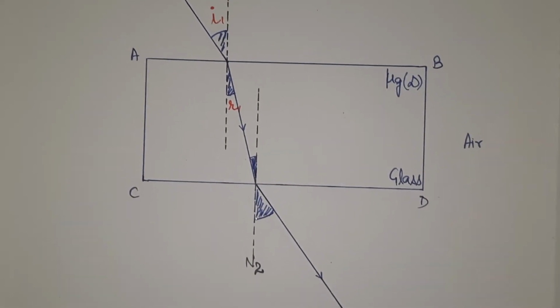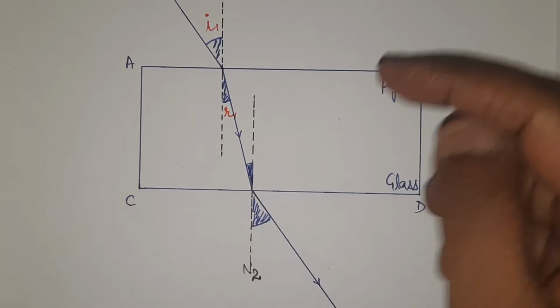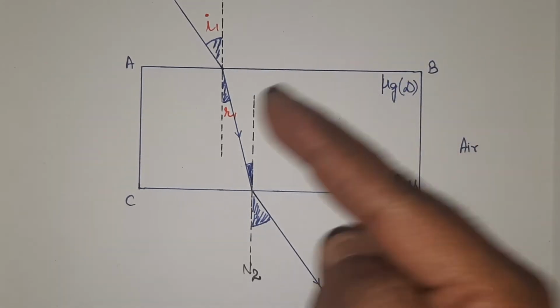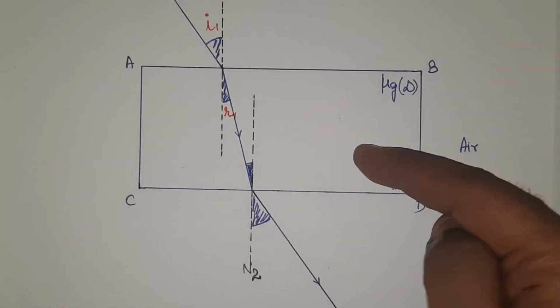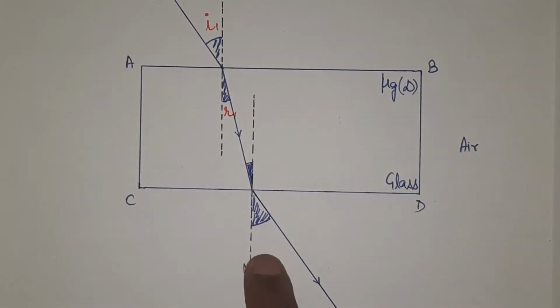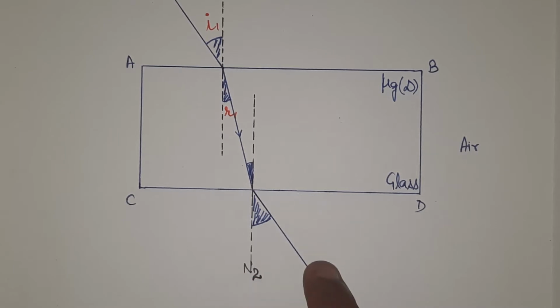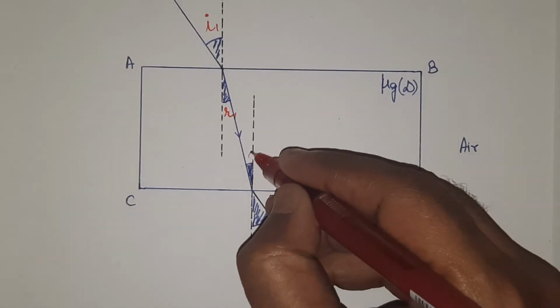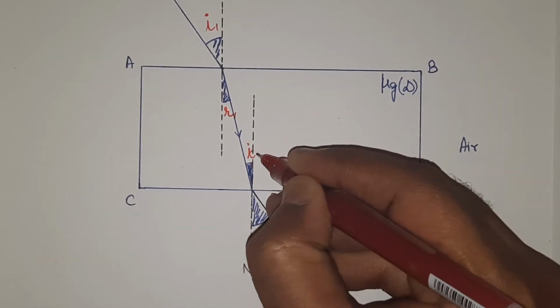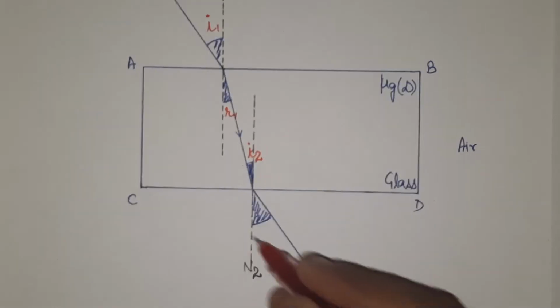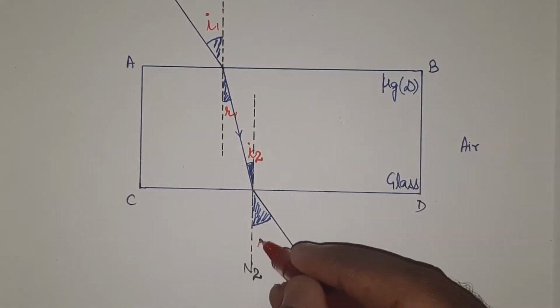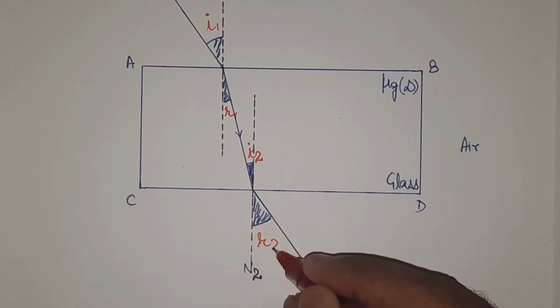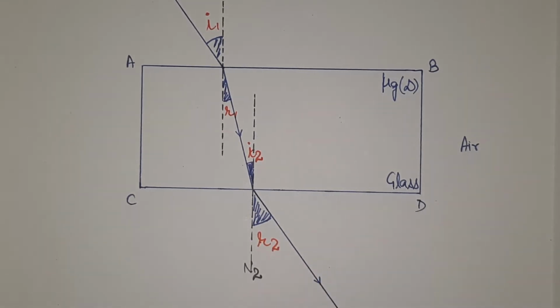Basically two refractions are happening. This is one refraction which is happening from rarer to denser medium, the ray is going towards the normal, and this second refraction is happening from denser to rarer medium, and the ray is going away from the normal. This angle will be the angle of incidence for the second refraction, and this will be the angle of refraction for the second refraction.